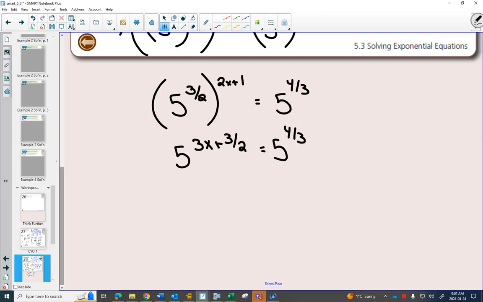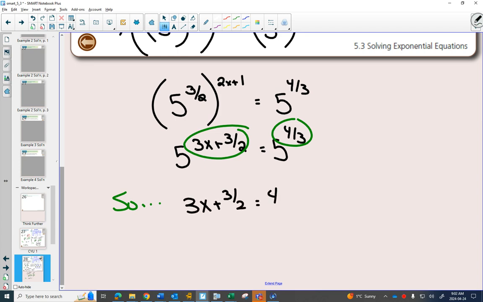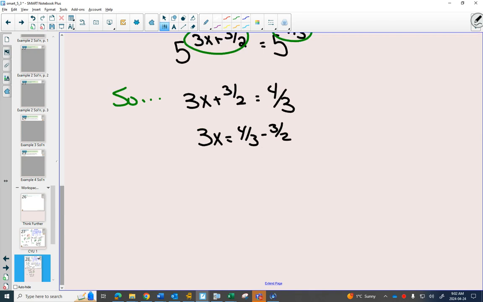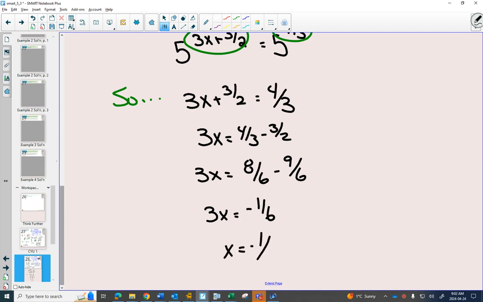And now, since we have a power with the same base, we can circle and say the 3x plus 3/2 has to equal the 4/3. So let's solve for x by getting x on one side. How do we subtract fractions? We need a common denominator, so this will be 8/6 minus 9/6. And dividing by 3 is the same as multiplying by 1/3. So a lot of algebra was involved, and a lot of fraction work and exponent laws.